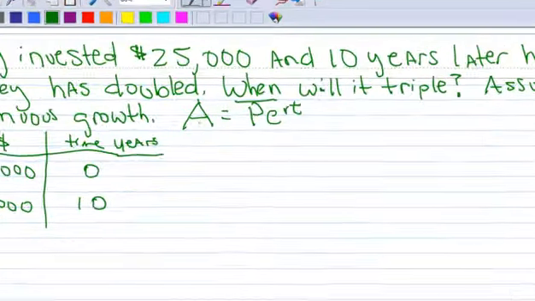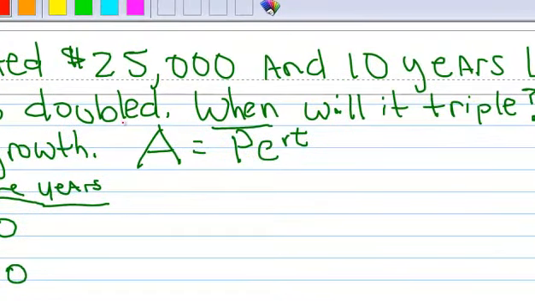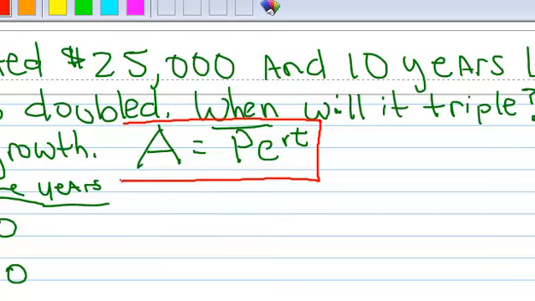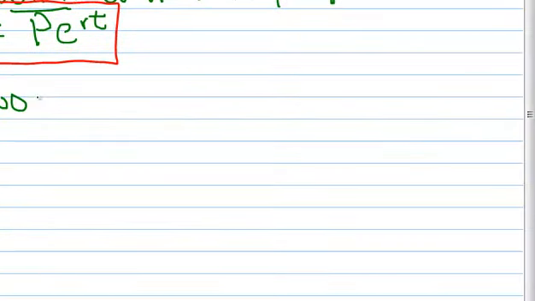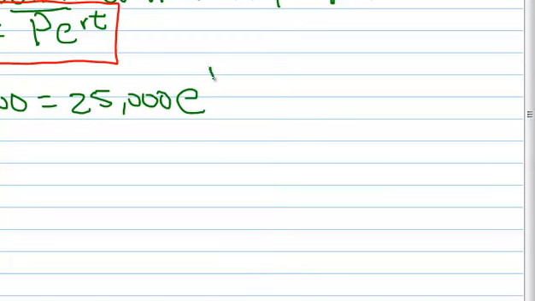So remember, we're going to use PERT. A is the amount that you have after time. So that's $50,000. And our initial amount, that's P. So that's $25,000. E to the R, and our time is 10, because it was 10 years for it to double. And now we're going to solve for R.